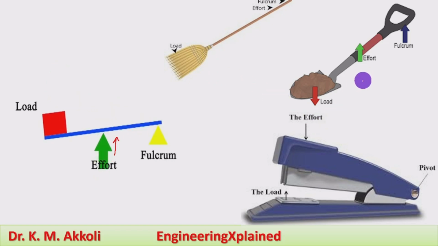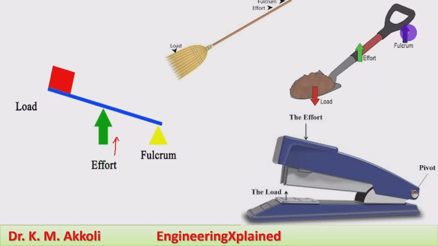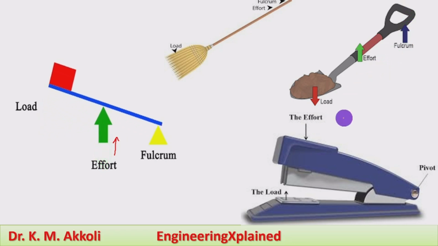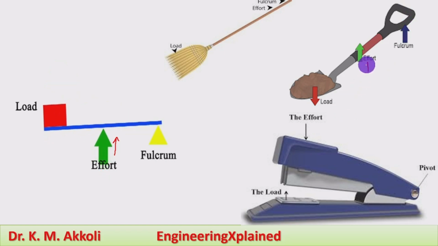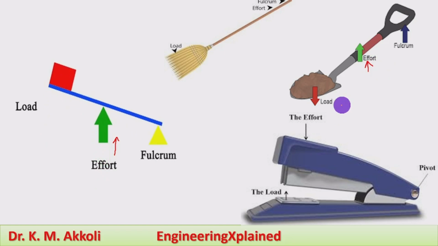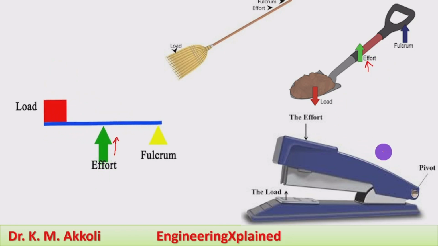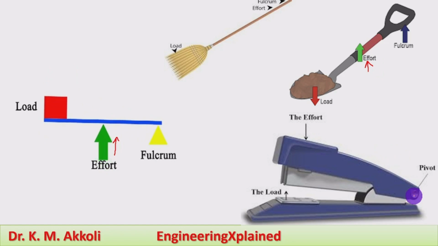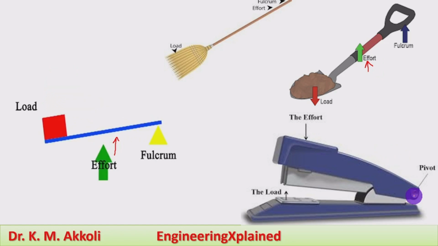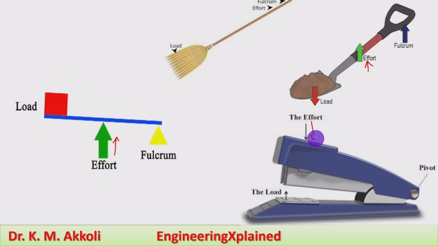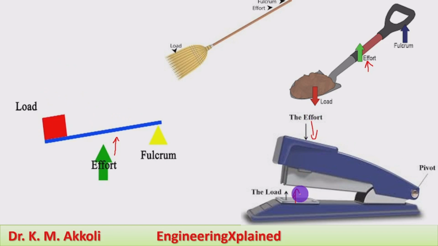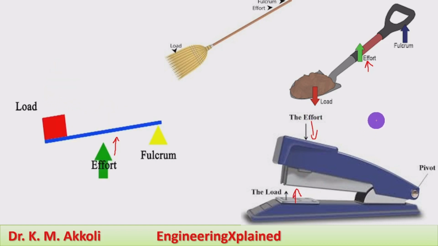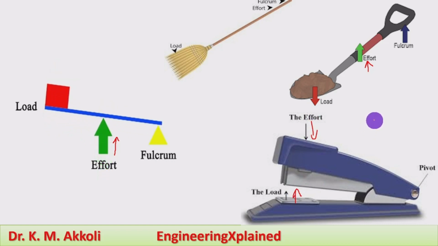Then the shovel is another example. At one end we apply the hinge point, at the center there is effort, and the load is at the other end, and this effort is used for lifting the load at the other end. Another example of this third class lever system is the stapler machine. The hinge point or fulcrum is at one end, at the center there is an effort, which is used for applying the load at the other end. This is about the examples of the third class lever systems.